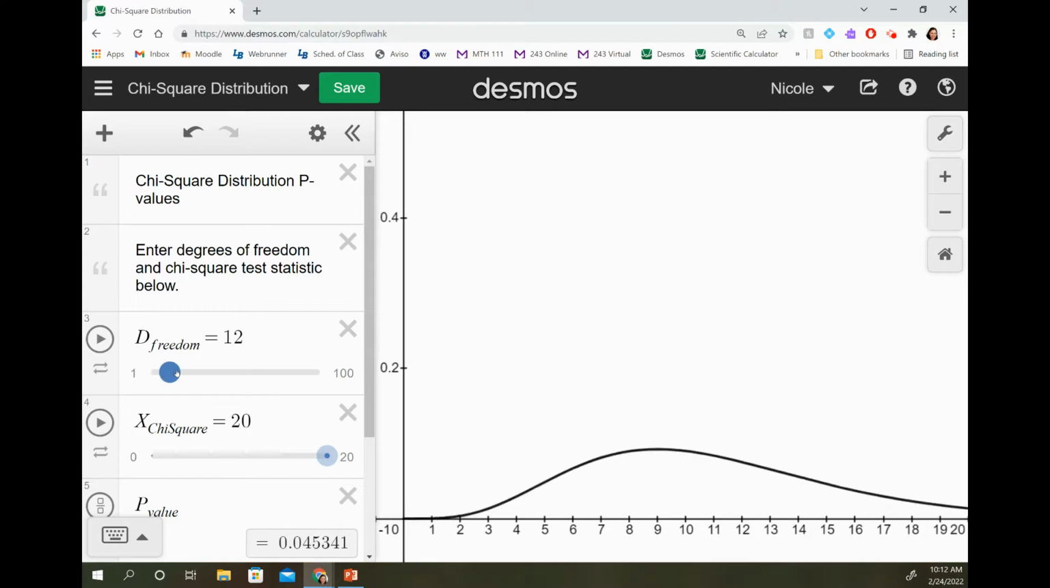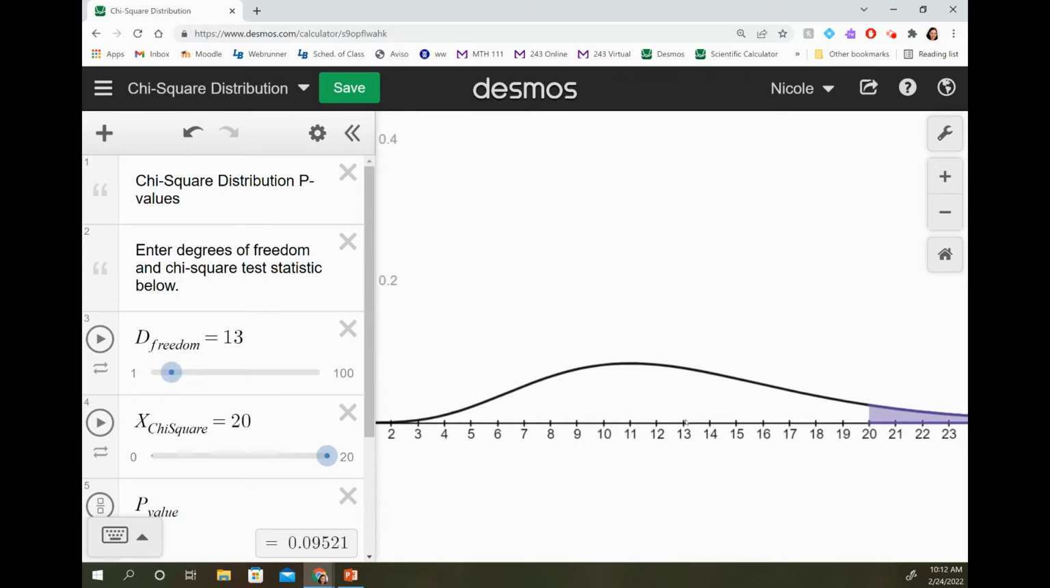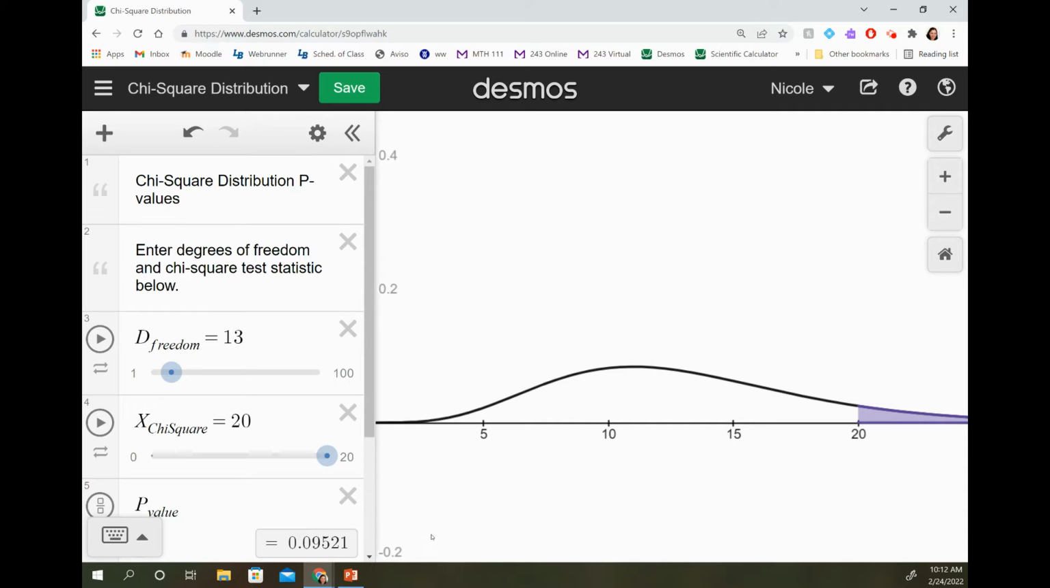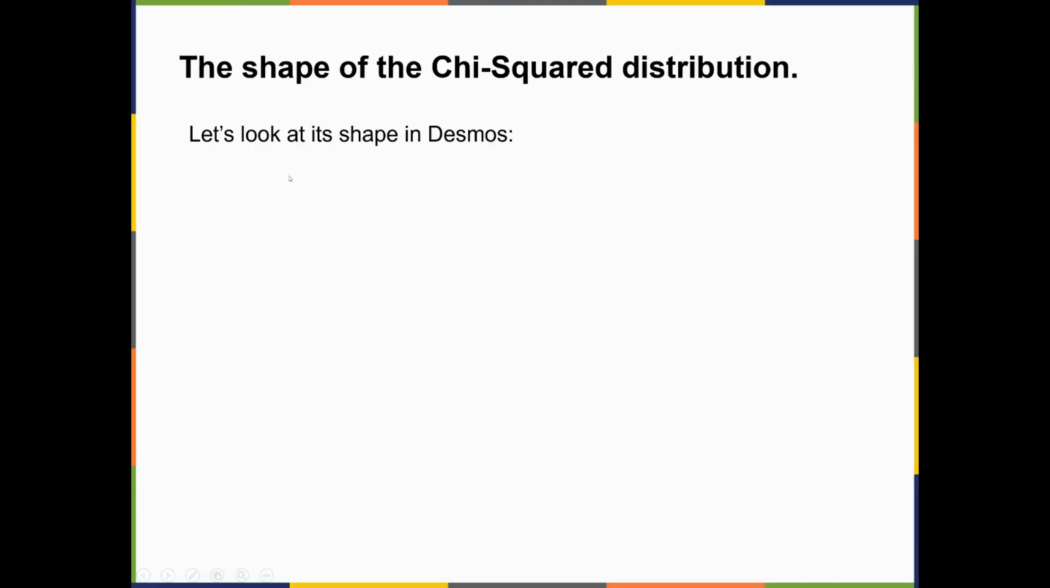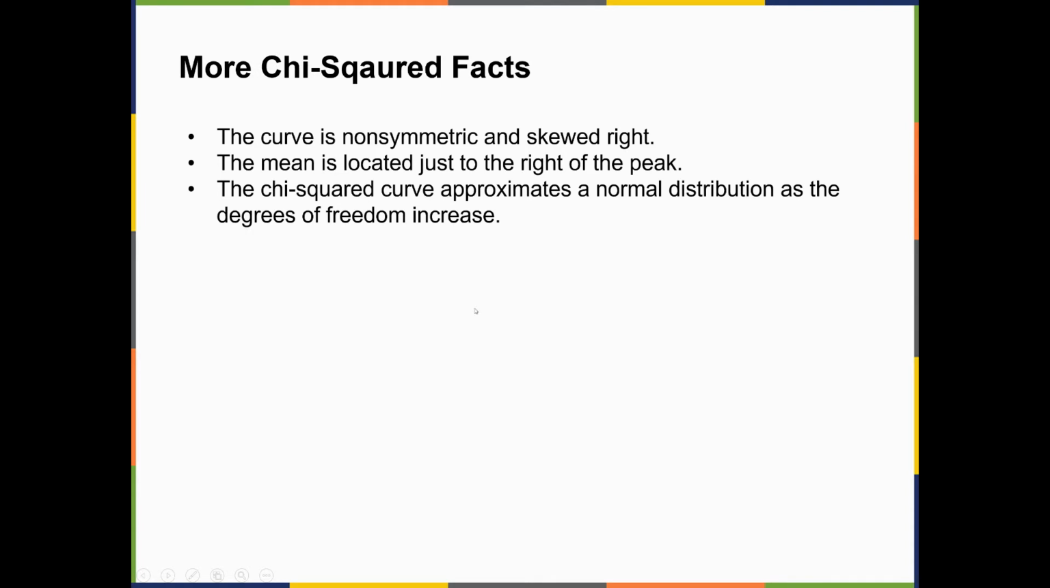As you move it out, it gets more and more shaped like the normal distribution, sorry. As you move the degrees of freedom out, its shape is more and more like a normal distribution. A couple of facts to remember: it is non-symmetric, which you could see, and it is skewed right. The mean is always located just to the right of the peak, and it approximates a normal distribution as the degrees of freedom increase.